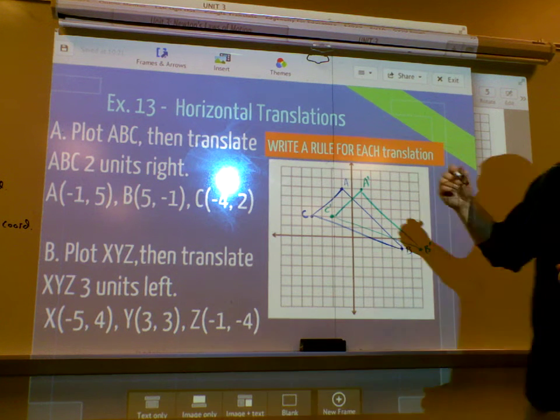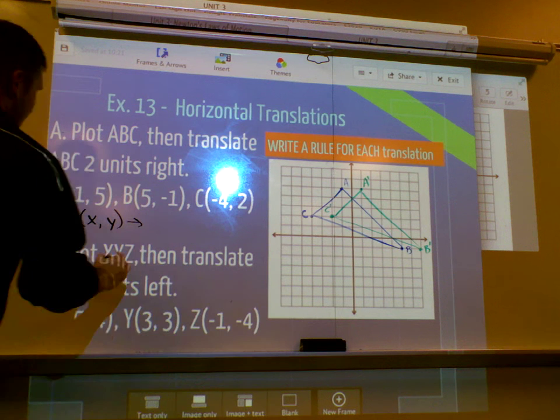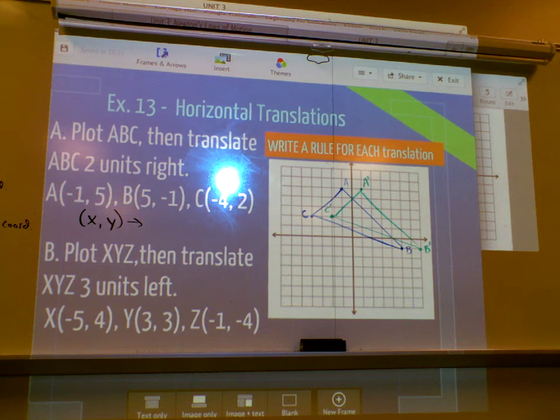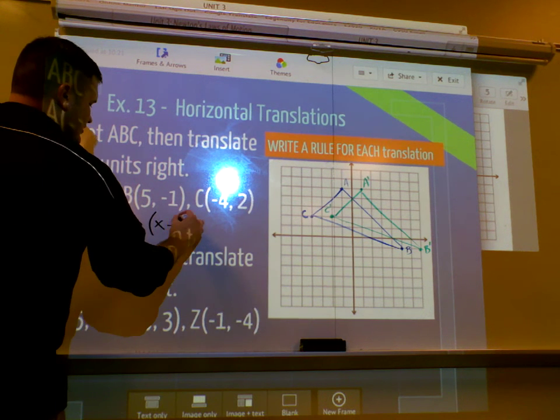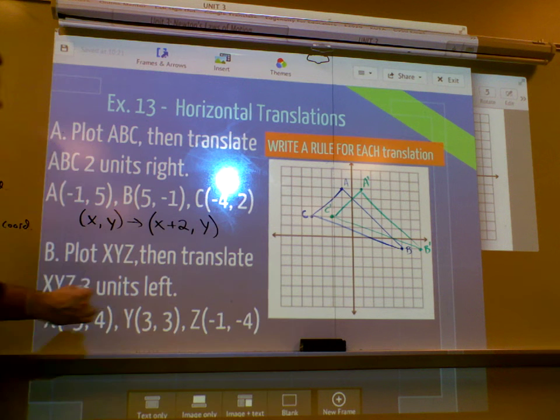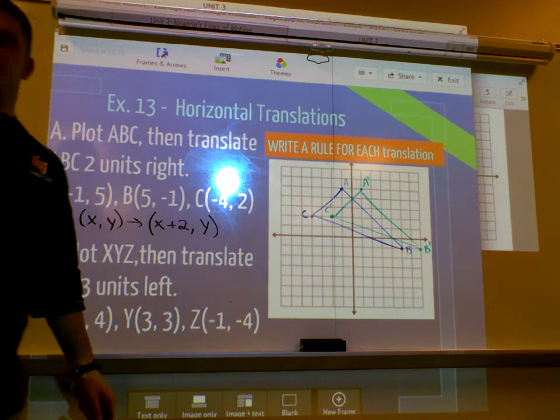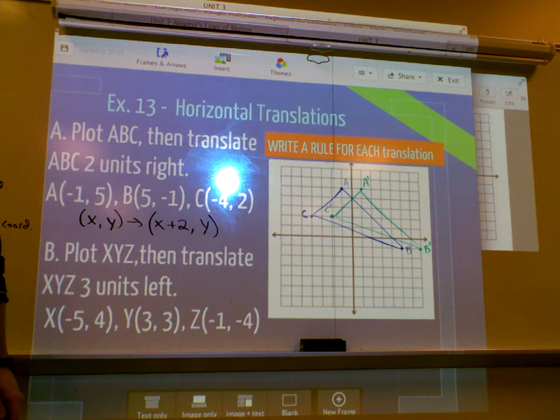Now I know in your examples it says something about a rule, right? All of our rules start out (x, y), right? If I'm moving 2 units right, is that positive x or negative x? Positive. So do I add 2 or subtract 2 from my x? Add. And since I'm moving to the right, do I do anything to my y's? No. So that's my rule. Okay. Does that make sense? This rule tells us what happens in this translation. Any questions about that?